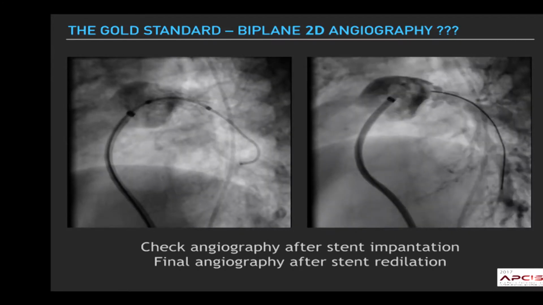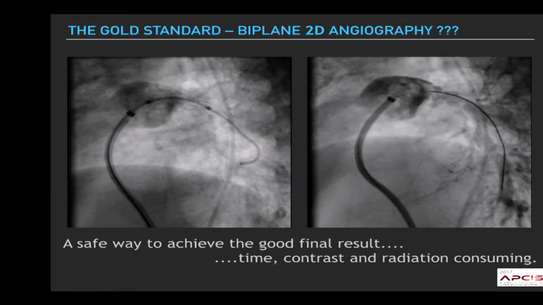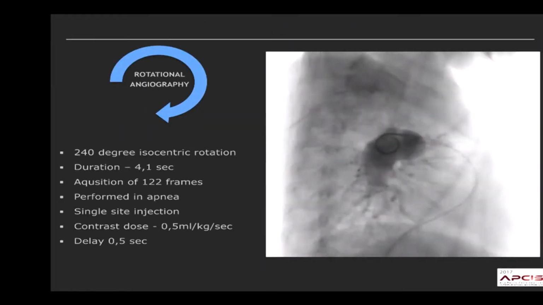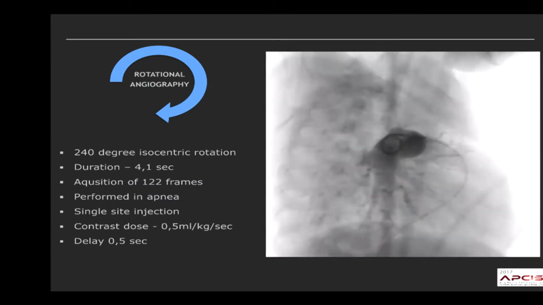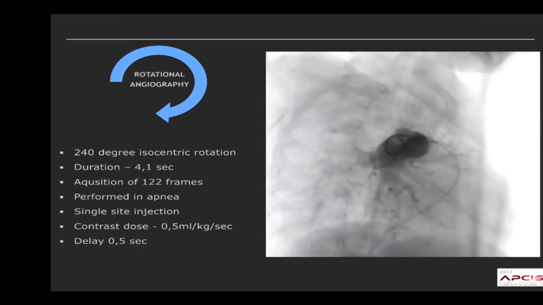So that is a safe way to have a good result. However, it is time, contrast, and radiation consuming. So perhaps there is a better way to guide that kind of intervention. So as you can imagine from the topic of my presentation, I'll show you now an example of rotational angiography to guide pulmonary artery intervention.